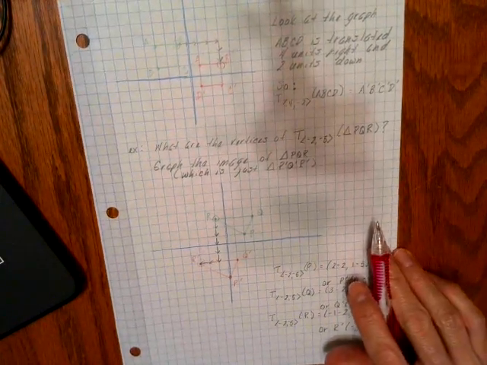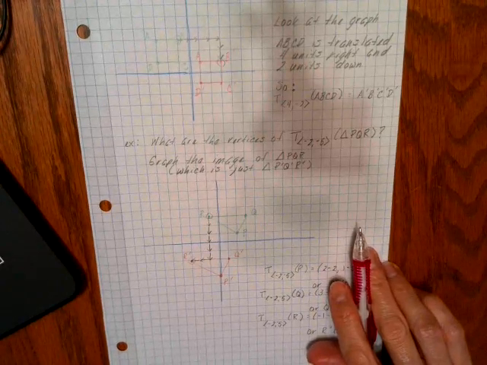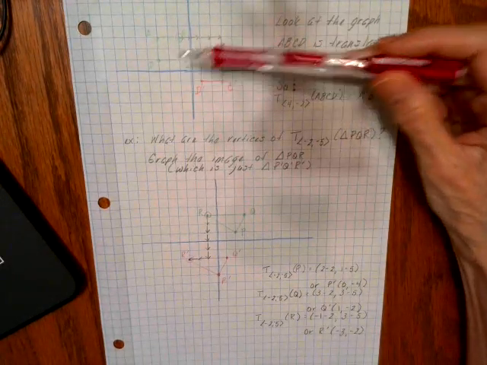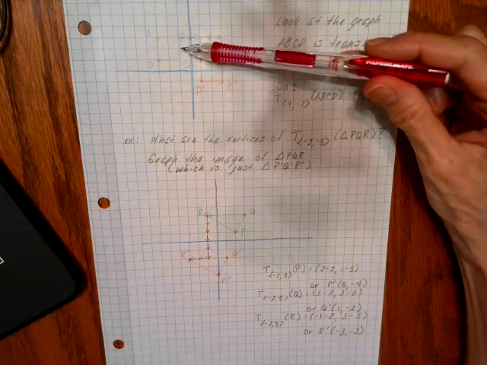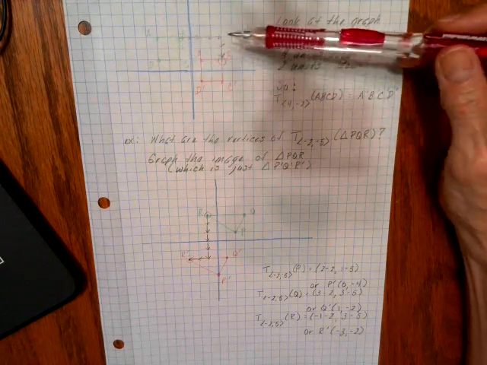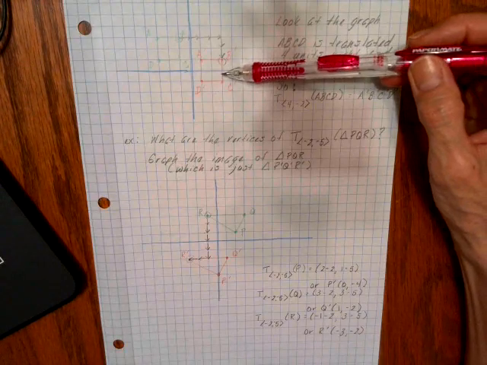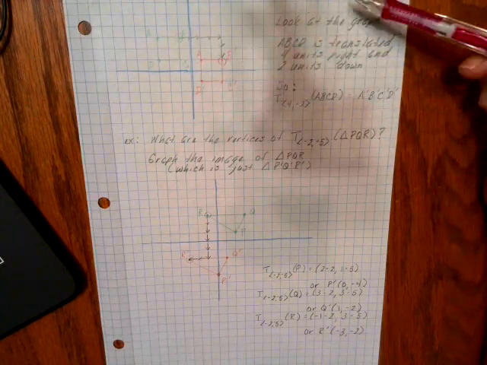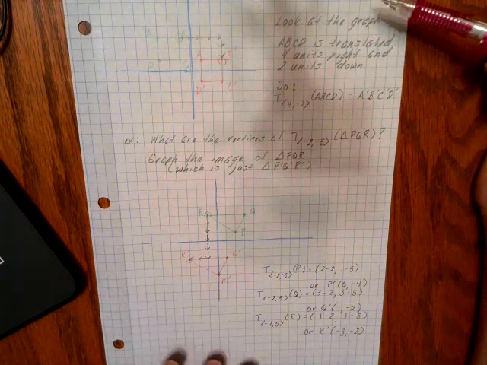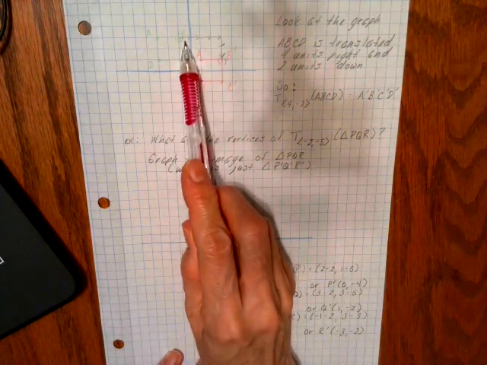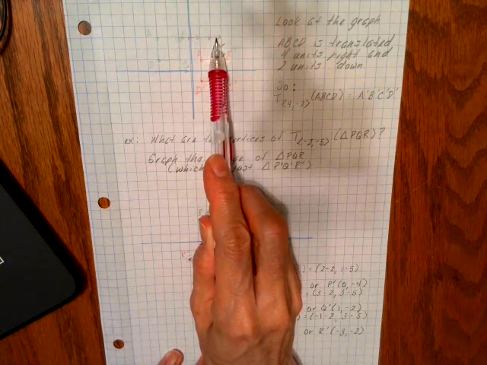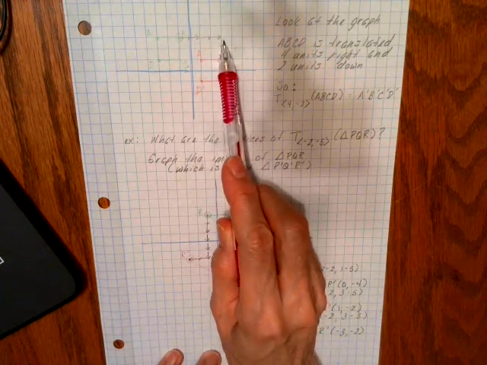Let's look at the graph, and on this graph we have quadrilateral ABCD, and that is going to be my pre-image, and I am going to translate this to get my image A prime, B prime, C prime, D prime. So when you look at the graph, you can see that there were 4 movements to the right. 1, 2, 3, 4. And 2 movements down. 1, 2.